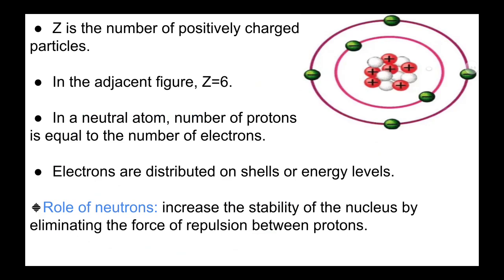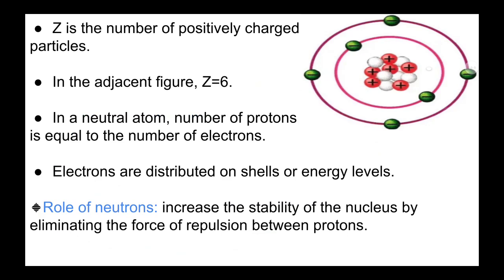In a neutral atom, the number of protons is equal to the number of electrons, always. So, when there are 6 protons in this atom, then automatically there are 6 electrons and you can count them. Electrons are distributed on shells, or energy levels, or orbits, we call them.